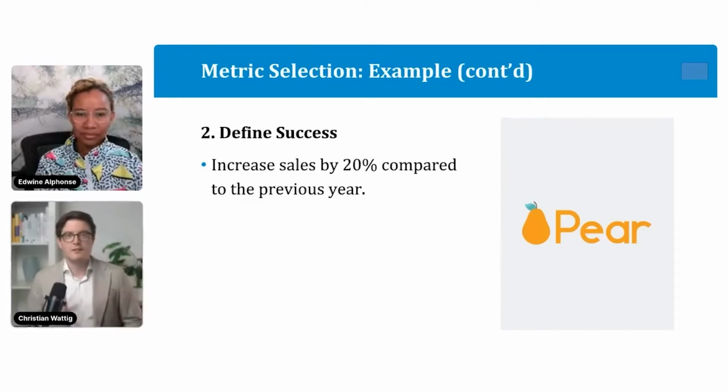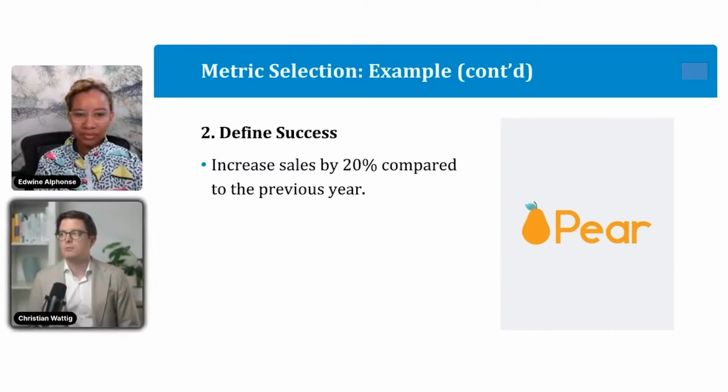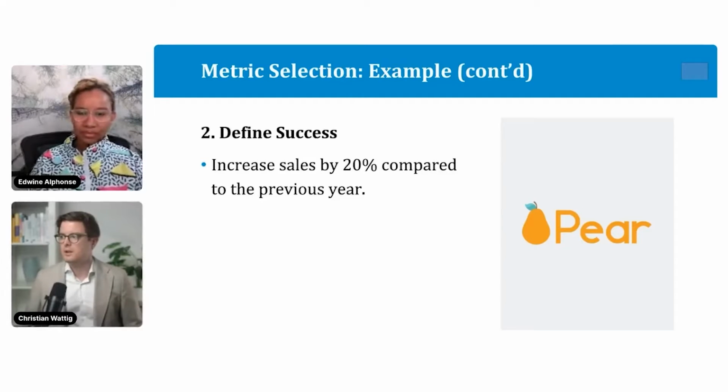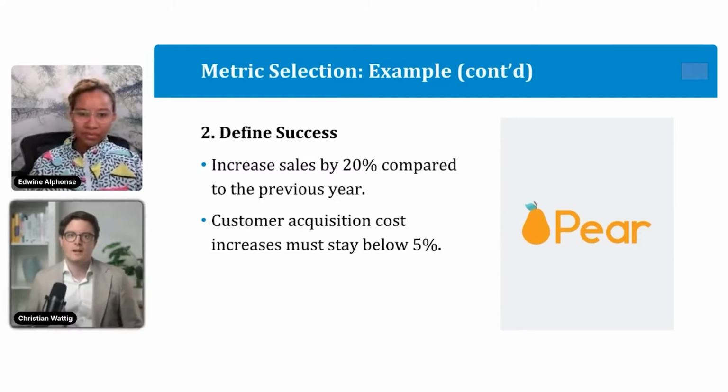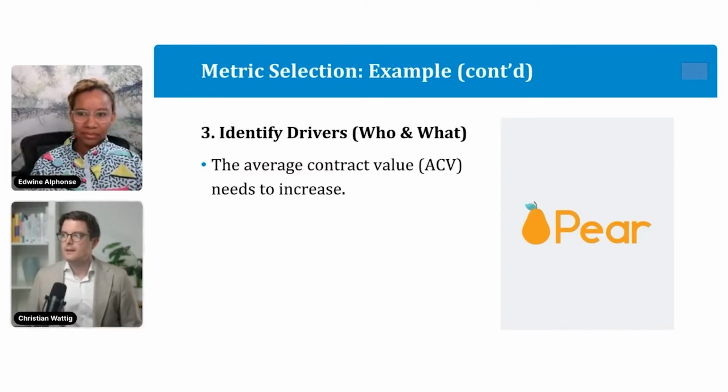Then the next step is define success. How do you define success? Well, we want to increase sales by 20% compared to the prior year. And ideally, we want to do that while keeping customer acquisition costs below 5%. That's the second step. Then we identify drivers, who and what ideally.